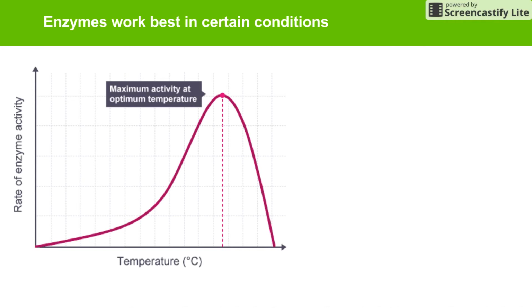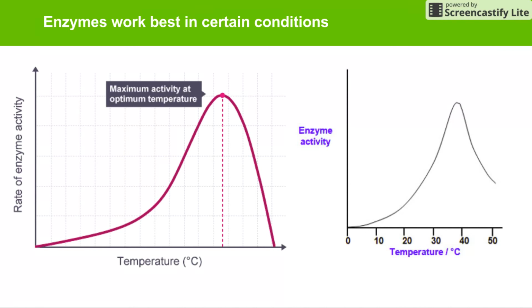Enzymes work best in certain conditions, so they are a little picky. They need a certain temperature to work the best. They need certain pH levels. So if you were looking at a graph like this one, you should be able to determine at what temperature the enzyme is functioning the best, or what's the optimum temperature. So on this graph on the right, which temperature would you say this enzyme works best at? I would say it's probably about 37 degrees Celsius. That is where the activity is the highest in the graph.